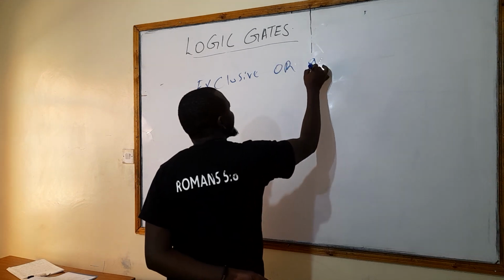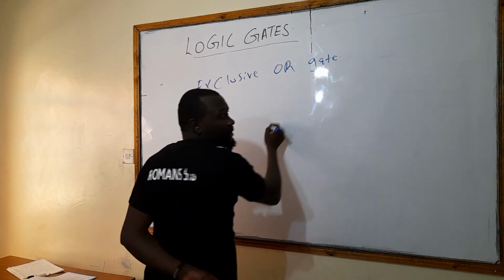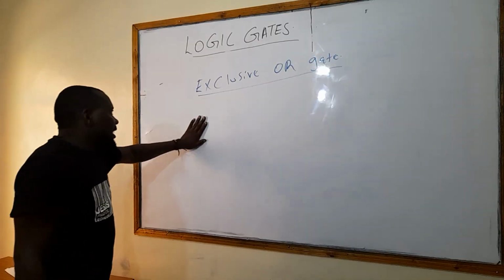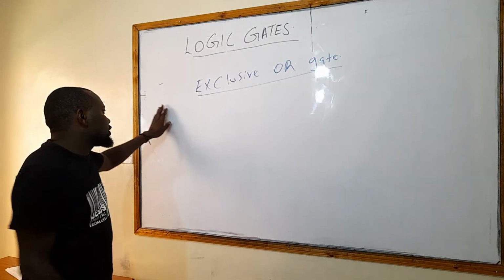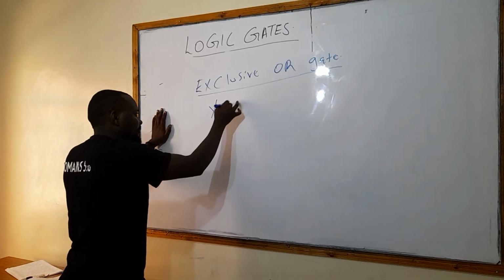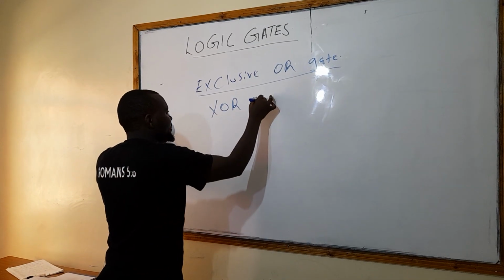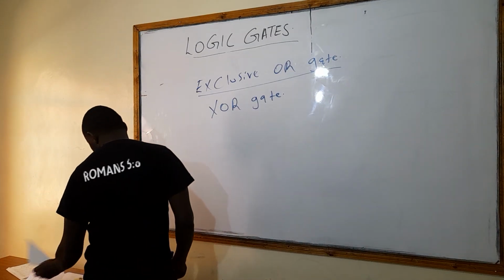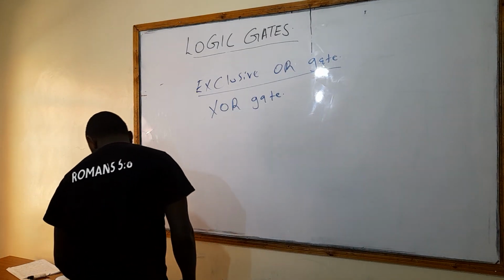OR gate. These are exclusive gates. And the first one we want to discuss, an exclusive OR gate, sometimes it's called an XOR gate.